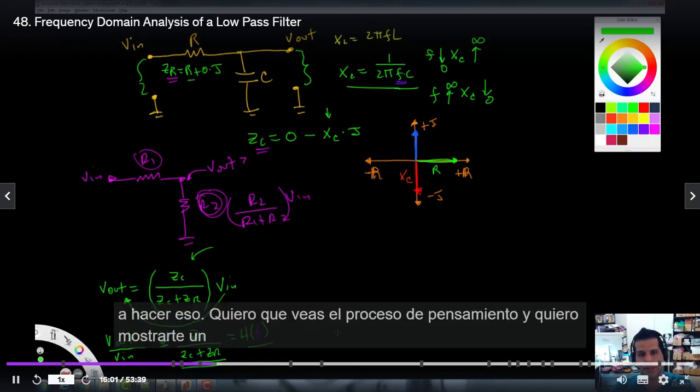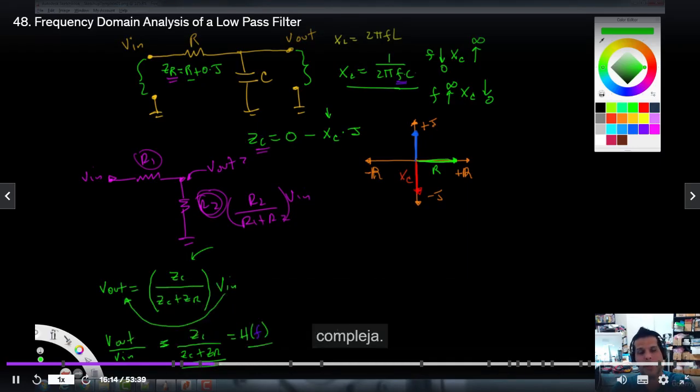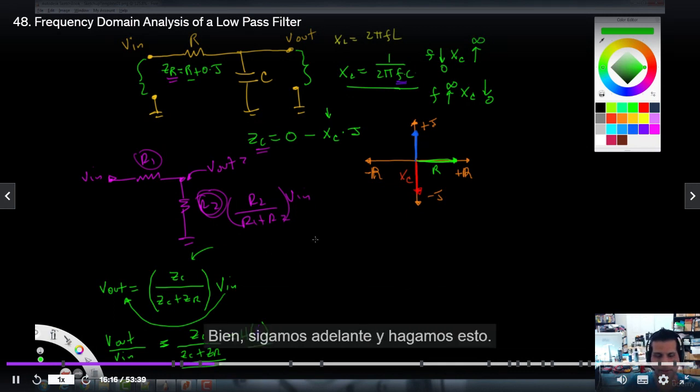I want you to see the thought process, and I want to show you a couple little tricks to be able to solve these kinds of algebraic problems with some complex math, not complex hard math, but complex meaning imaginary number math to simplify things. Okay, so let's go ahead and do this.